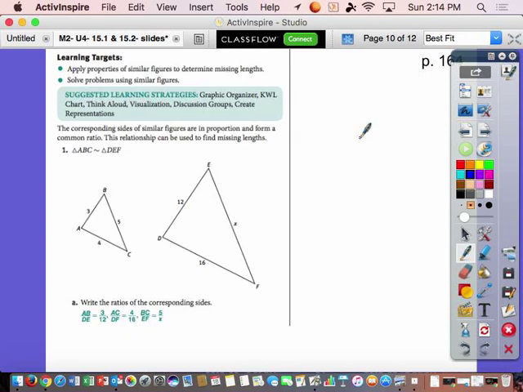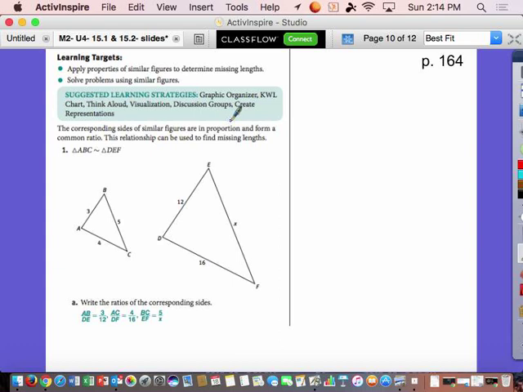Let's look at page 164. I'll try and go through this real quick. We're going to take the properties we just learned and apply what we know about similar figures to find the missing lengths, the part we don't know. And we're, of course, going to solve those problems using similar figures.